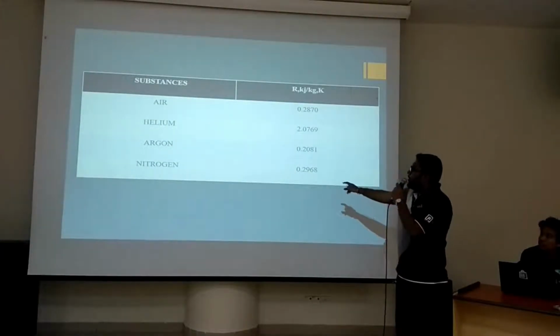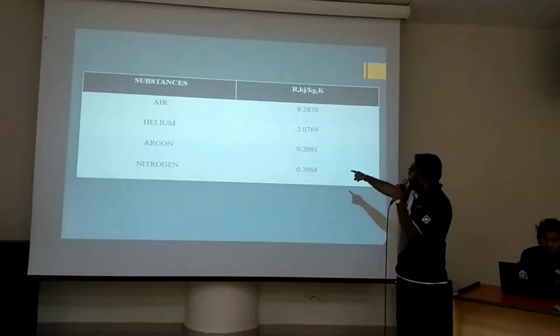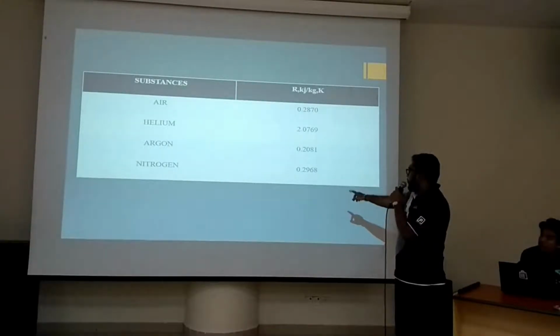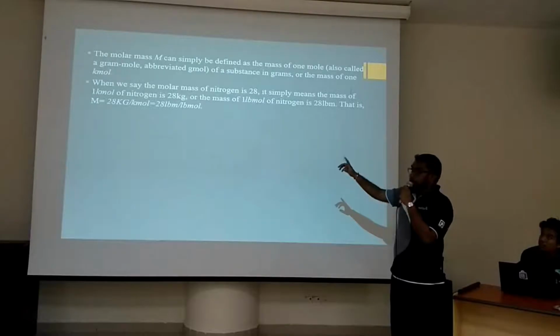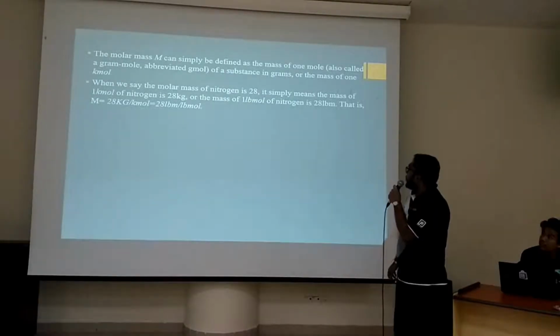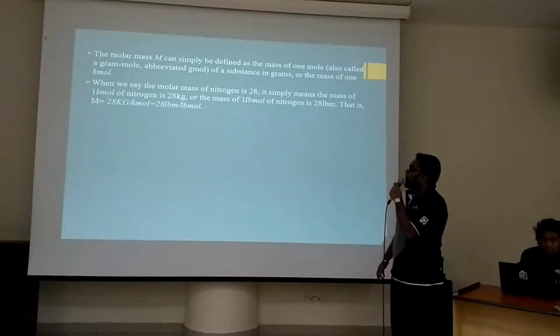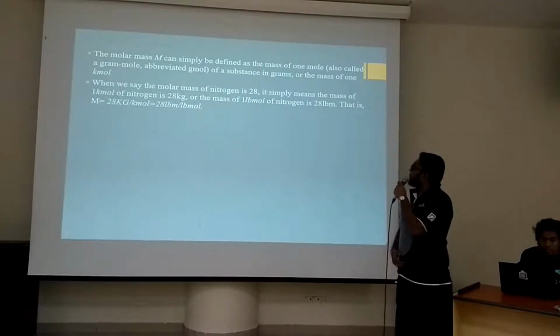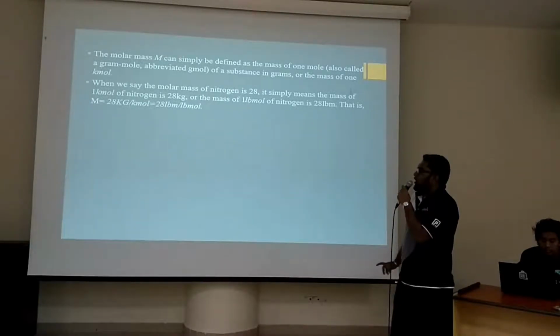As you can see, for air, the value is 0.2870, helium is 2.0769, argon is 0.2081, whereas nitrogen is 0.2968. The molar mass, the symbol is M, can simply be defined as the mass of 1 mole, also called a gram mole, abbreviated g-mol, of a substance in grams, or the mass of 1 kmol. When we say the molar mass of nitrogen is 28, it simply means that the mass of 1 kilomole of nitrogen is 28 kg, or the mass of 1 lbmol of nitrogen is 28 lbm. That is M equals 28 kg per kmol.